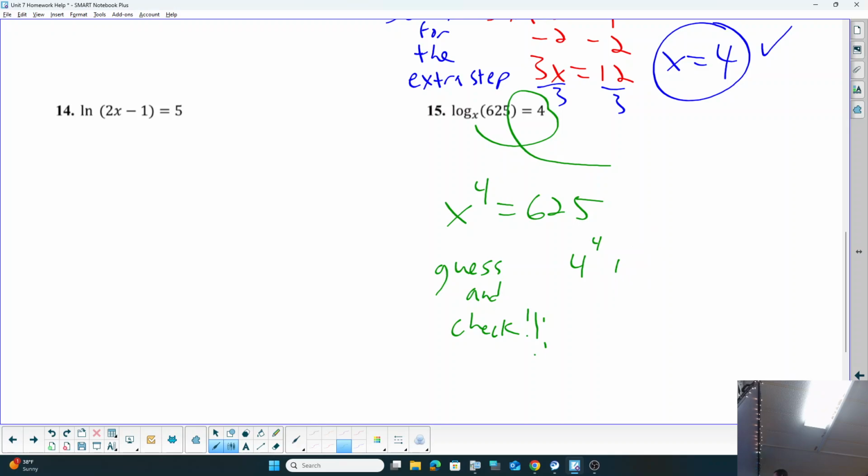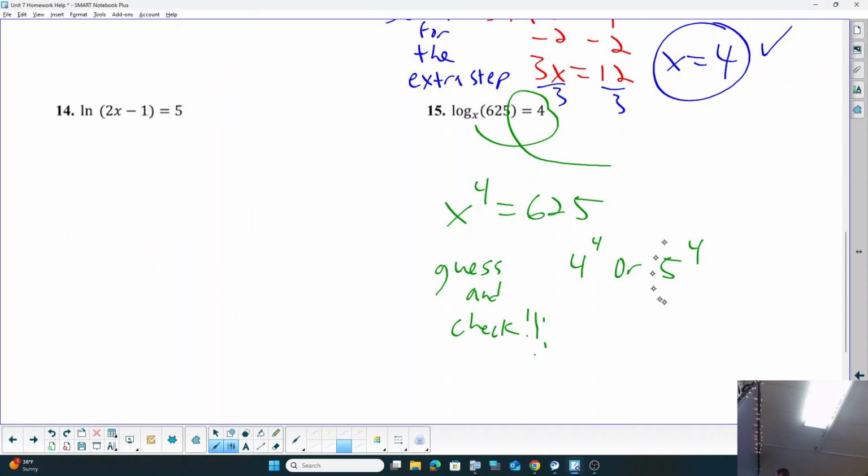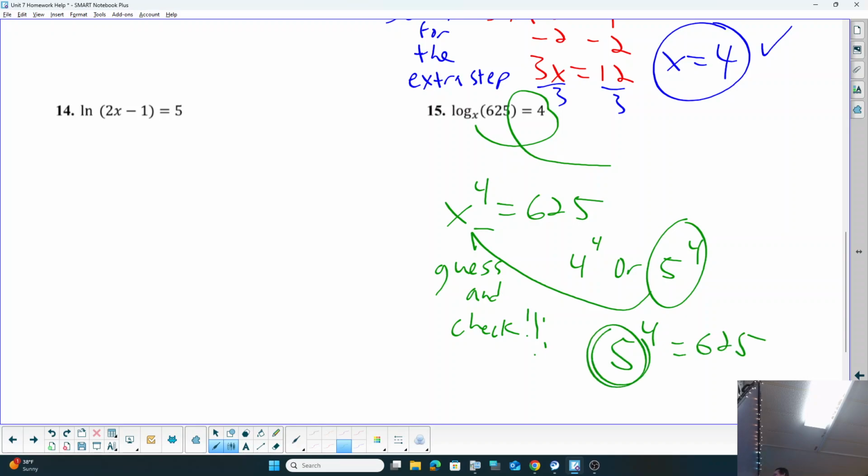Let's see. What do you think? Probably 5, huh? So let's try guess and check. So 4 to the 4th power is 256. 5 to the 4th power is 625. We found it. So that means that 5 to the 4th power works. And so we have 5 to the 4th power equals 625. And so 5 is our answer. And so x equals 5.